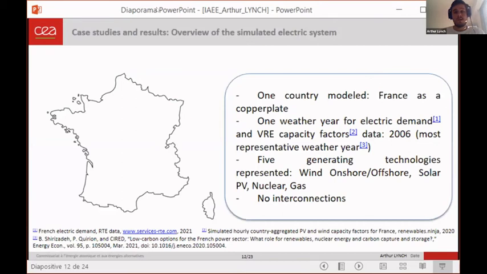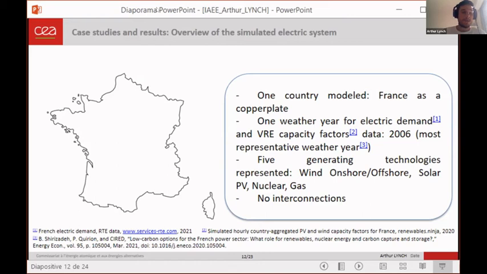Now that we have our model and our planning, we need to know what kind of system we are modeling. We chose to focus on a simple system, and that was a deliberate choice in order to focus on nuclear planning optimization. We only model one country, France, and we chose this country due to the data availability regarding nuclear and variable renewable energies. We only simulate one weather year, which is 2006. We consider that it is a representative weather year based on the literature. We represent 5 generating technologies: wind onshore, wind offshore, solar PV, nuclear, and gas.